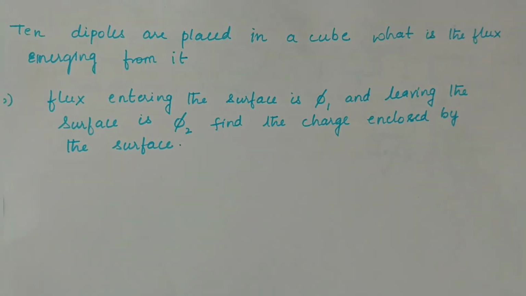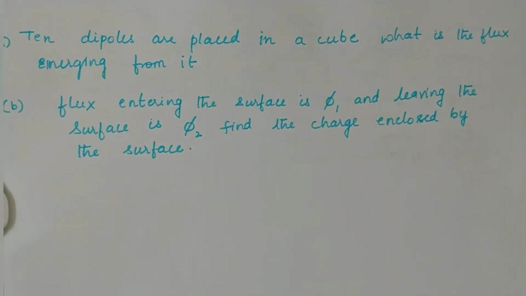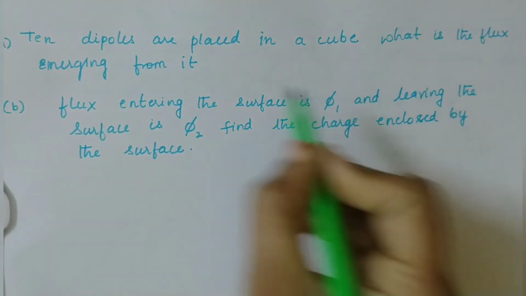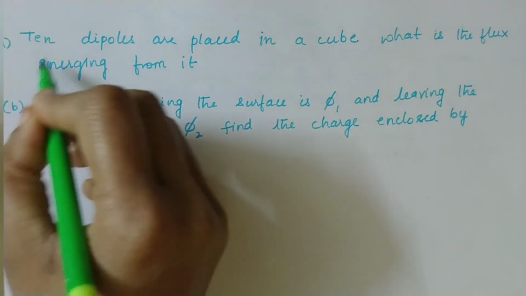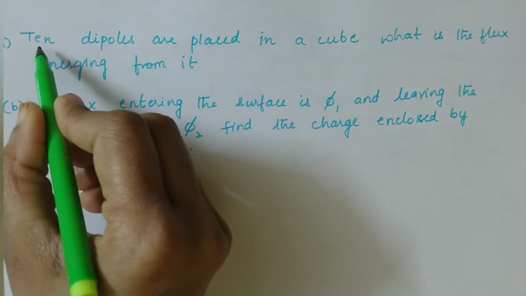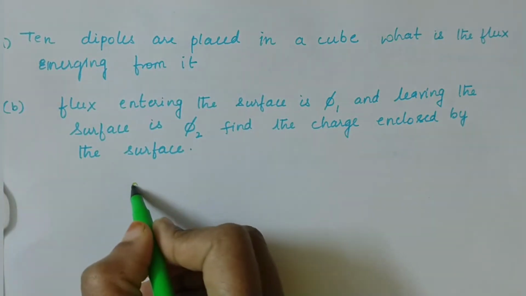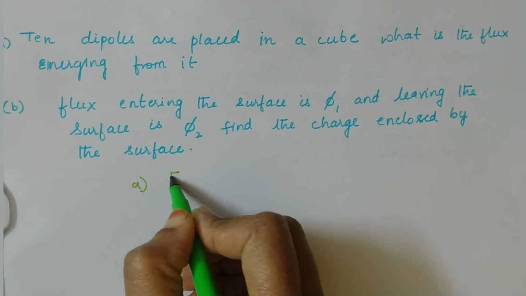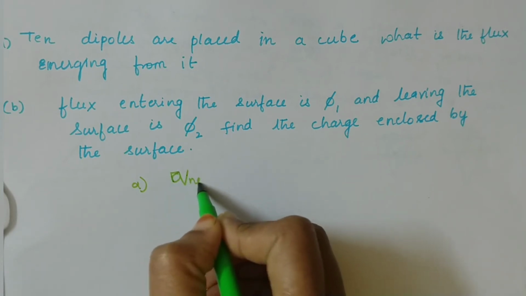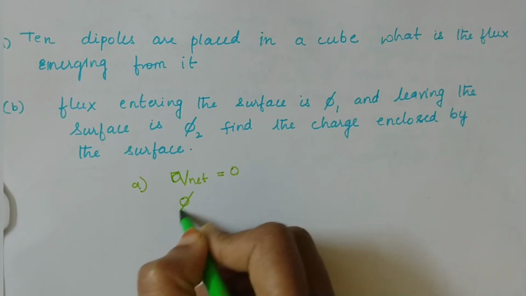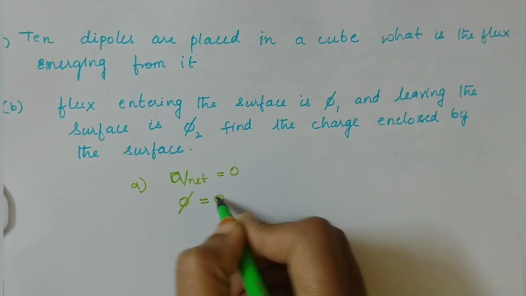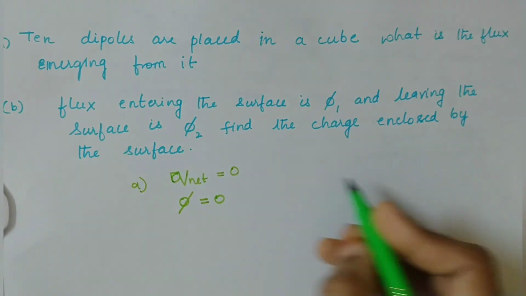In this question, there are two bits again. The first bit says there are 10 dipoles in a cube. What is the flux emerging from it? Okay, we know a dipole is defined as a pair of equal and opposite charges at a finite distance. So even if you have 10 dipoles, the net charge of a dipole is 0. Since charge is 0, flux will also be 0. Okay, that would be the answer for the first bit.